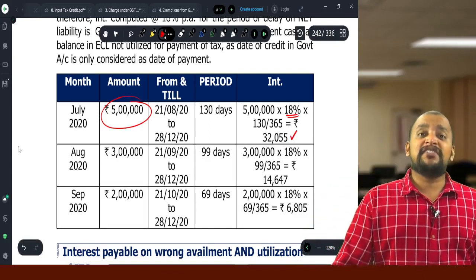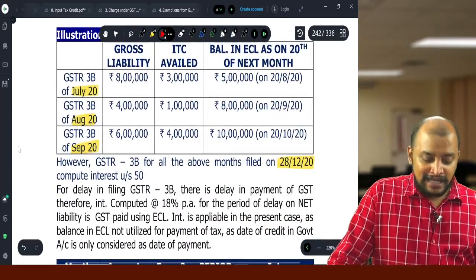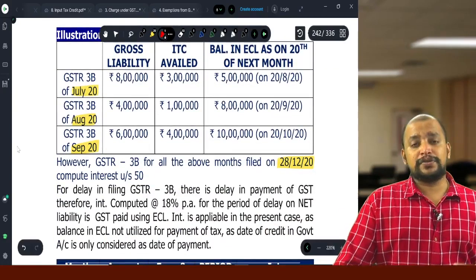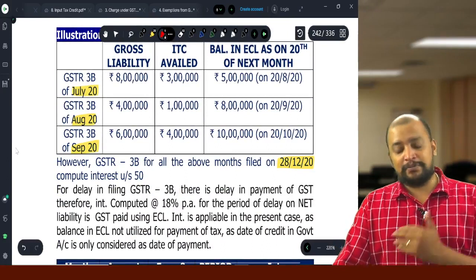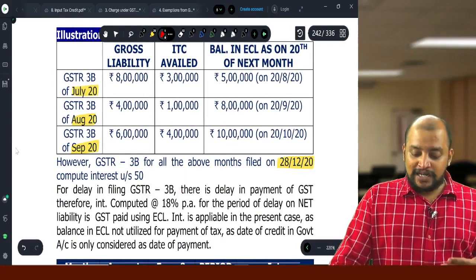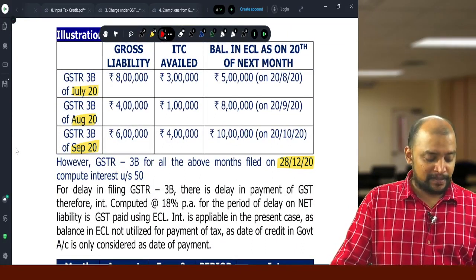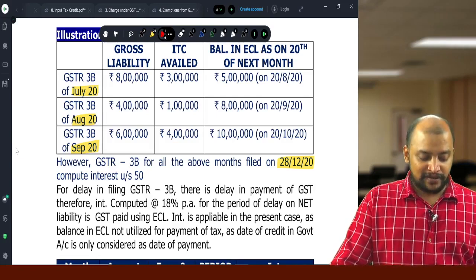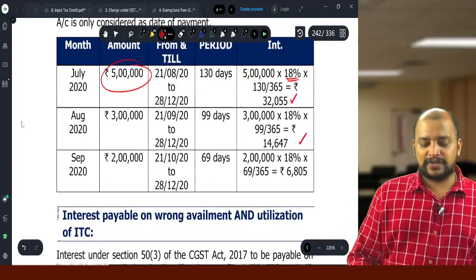Because there is a delay in filing 3B, interest is computed on the net liability. Then again, for August 2020, the 3B should have been filed by 20th of September, but he filed it on 28th December. So what is the delay? From 20th September, 10 days in September, October 31 days, November 30 days, and December 28 days. So for 99 days, interest will be computed on what?